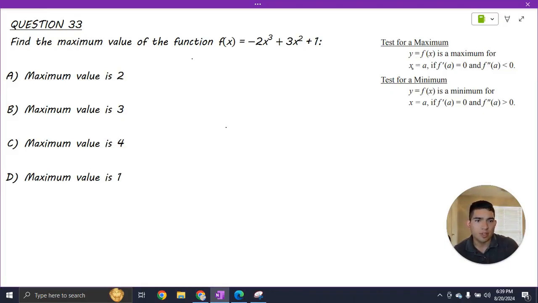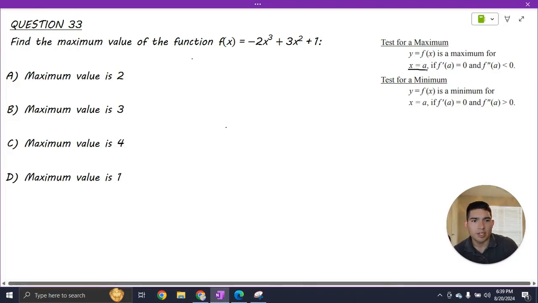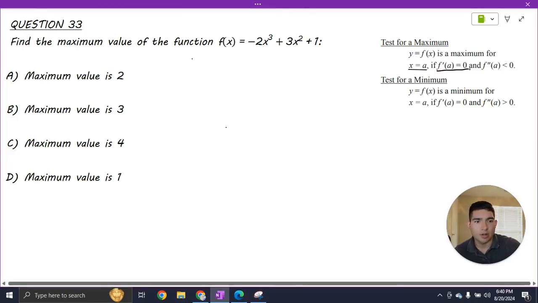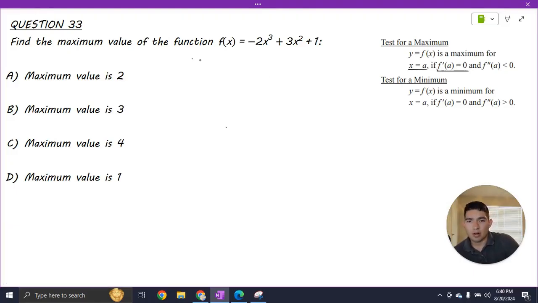So let's see what it says. Basically what it's saying is at the location x equals a, we will find the maximum value for this function. And we can find the value x equals a by taking the derivative of the original function and setting it equal to 0. So let's go ahead and do that. Let's start off by taking the derivative of the function. This is going to be the derivative of our function right here. So let's go ahead and set that equal to 0.